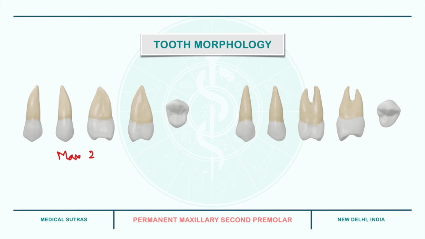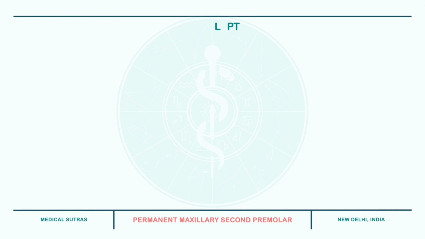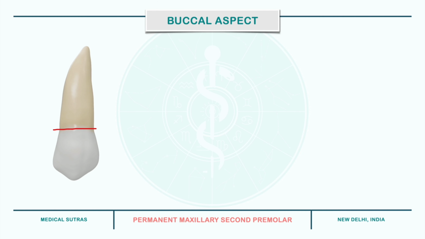The permanent maxillary second premolar bears close resemblance with the permanent maxillary first premolar. So in our discussion, we will have a direct comparison and will highlight the key differences between the two premolars. Starting with the buccal aspect. The crown is trapezoidal in shape with the shorter of the uneven sides towards the cervix.